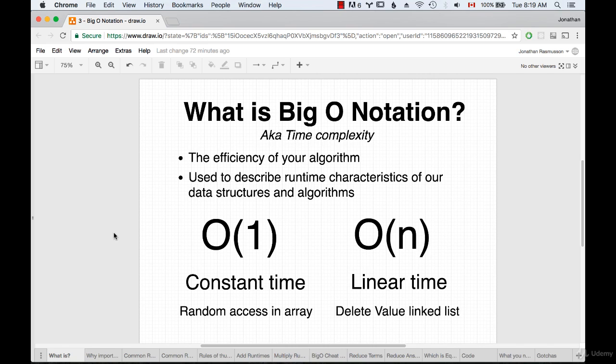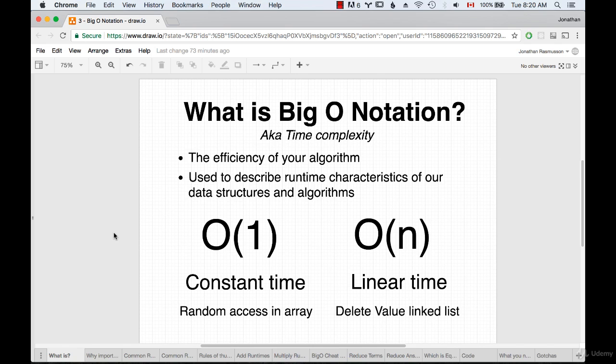So what is this thing called Big O notation, and why is it used so much in our industry? Big O notation, also known as time complexity, is basically a measure of the efficiency of an algorithm. It's used all the time in our industry because early on, computer scientists and engineers needed ways to compare algorithms: which were faster, which were quicker, and which were more efficient. And Big O notation is something that came out of the academic world to describe the different runtime characteristics of all the data structures and algorithms that we use every day when we're writing programs.